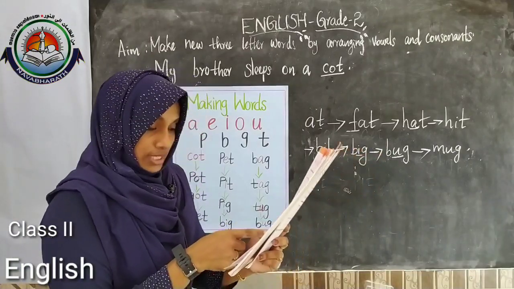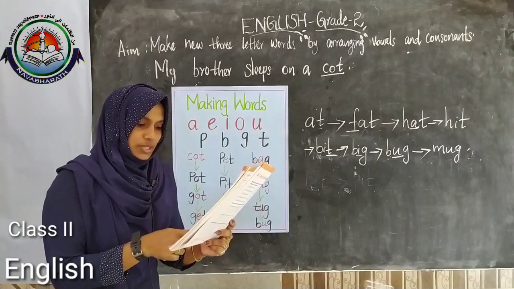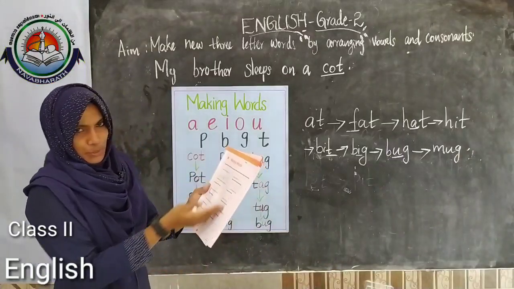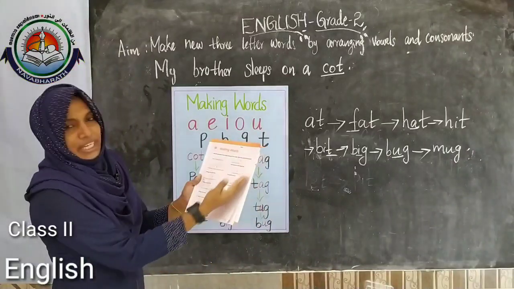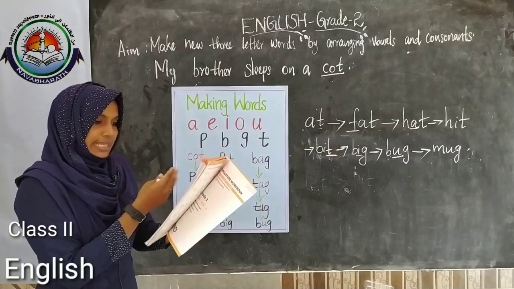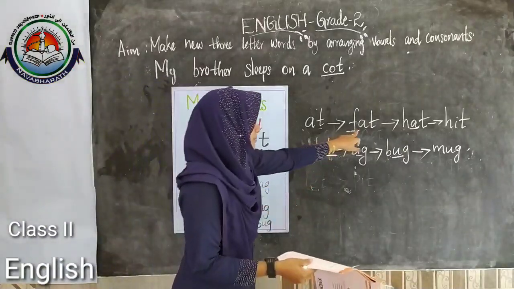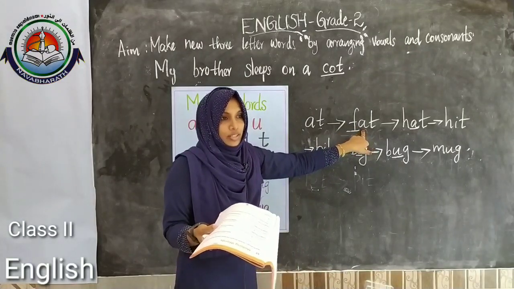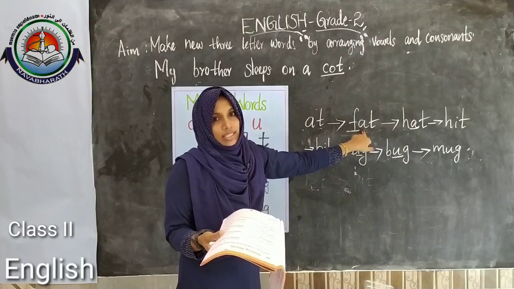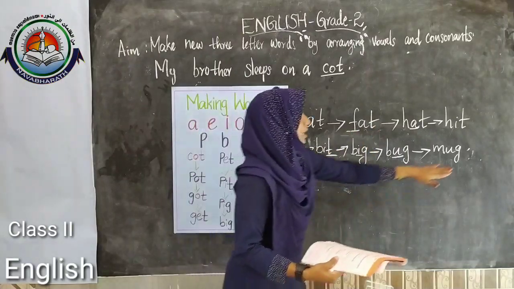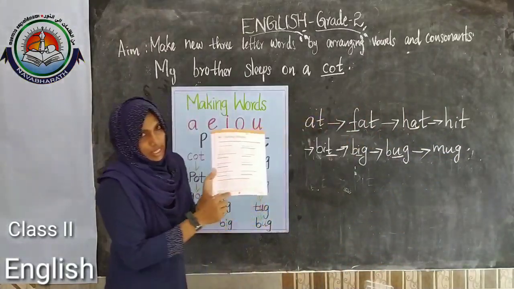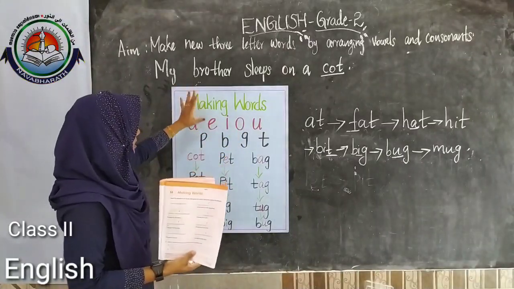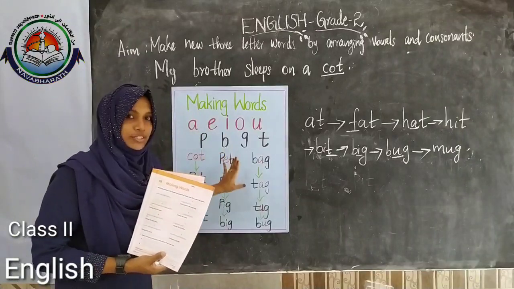Then next question. Make two sentences using any two of the above three-letter words. That means you have to make two sentences from any one of these words. If you take the word fat, let's make a sentence with fat, like, my brother is very fat. Like that you have to make two sentences from any of these words given below. So here today we have learned these vowels and consonants.